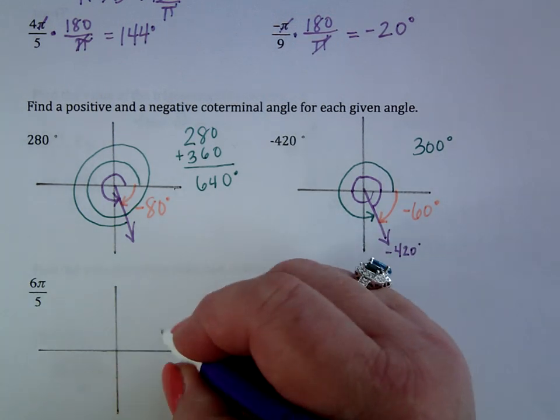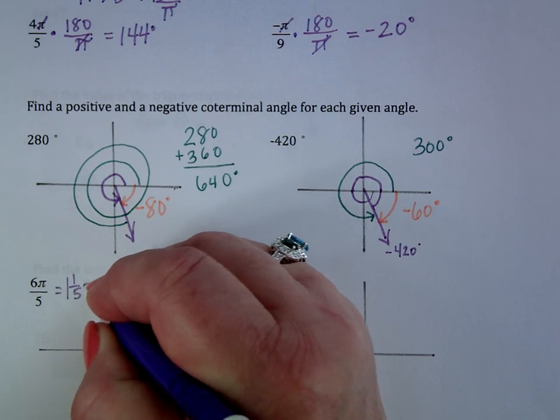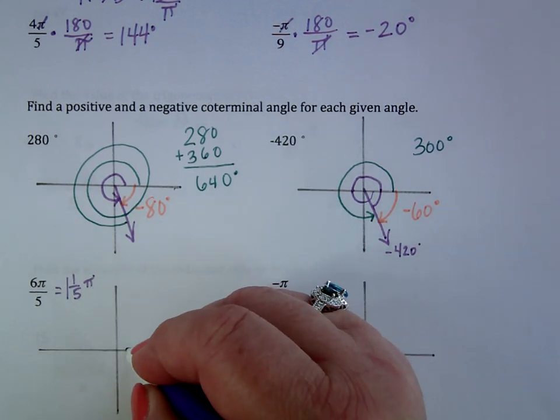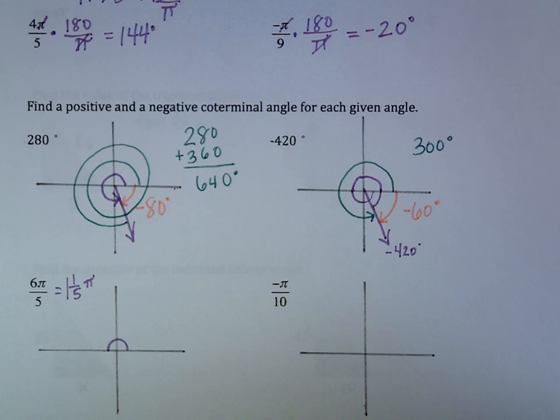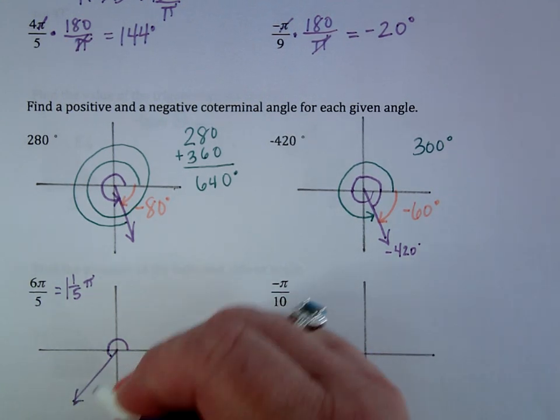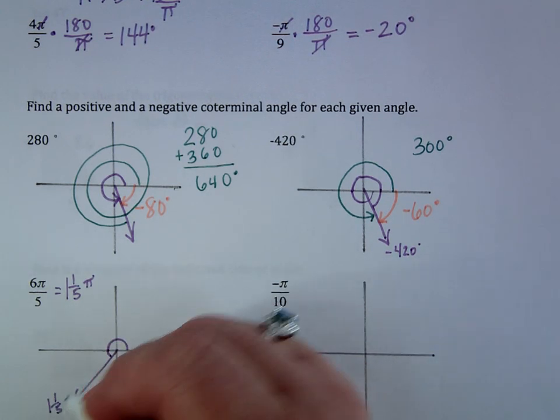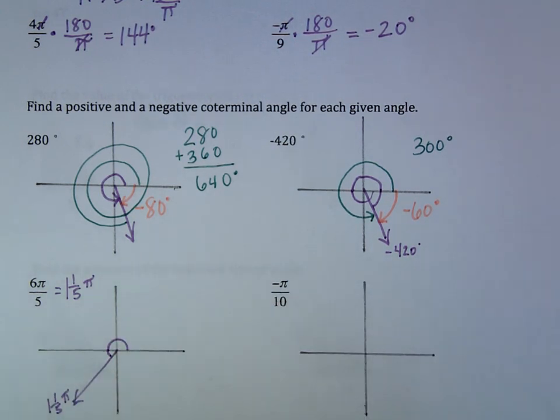So if I'm graphing 6 pi over 5, that's 1 1/5 pi. So I start here. Here's 1 pi. I need to go 1/5 more. So I'm going to go just a teeny bit more. This is 1 1/5 pi. All right, so my positive and negatives.